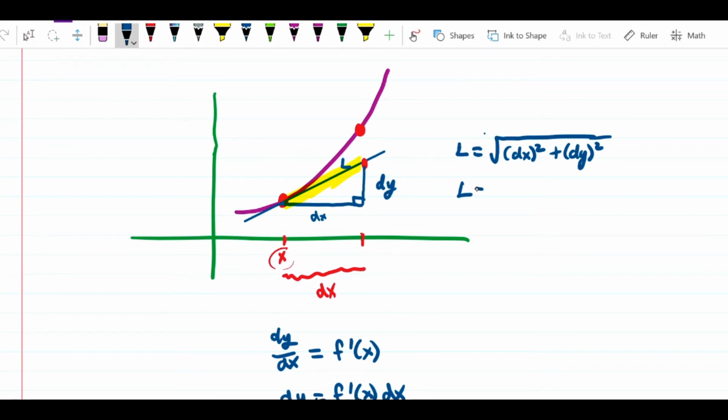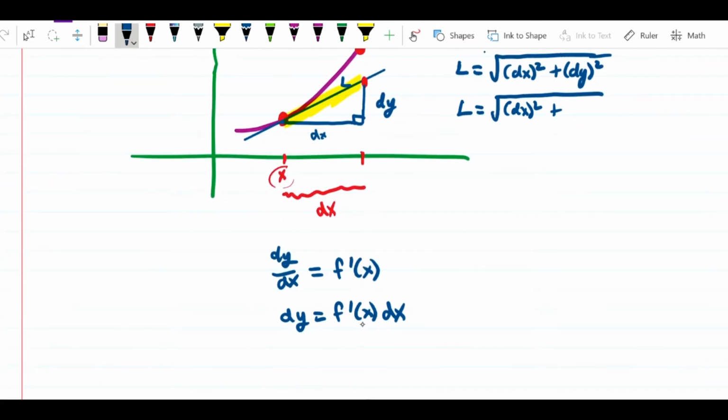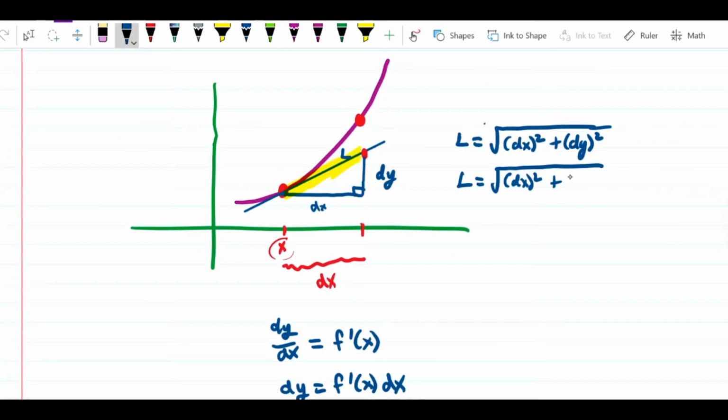Let's write that L is equal to the square root of dx squared plus dy, which is f prime of x dx, so that's going to be f prime of x squared times dx squared. That's what I can replace dy with. And let me just put an extra parentheses in so it matches. Okay, so now let's factor out the dx squared.